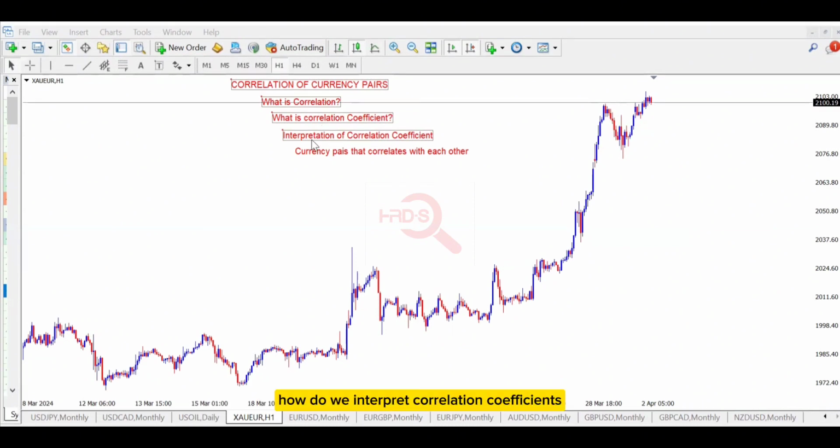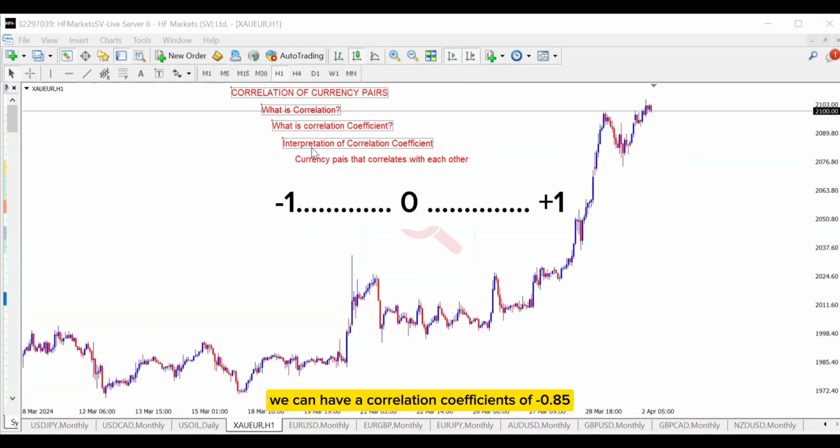How do we interpret correlation coefficients? We normally have correlation coefficients of +1, -1, 0, or just in between these numbers. Let me say a range of -1 to 0 and then into +1. So we can have a correlation coefficient of -0.85 or +0.85 or +0.6, and so on and so forth.